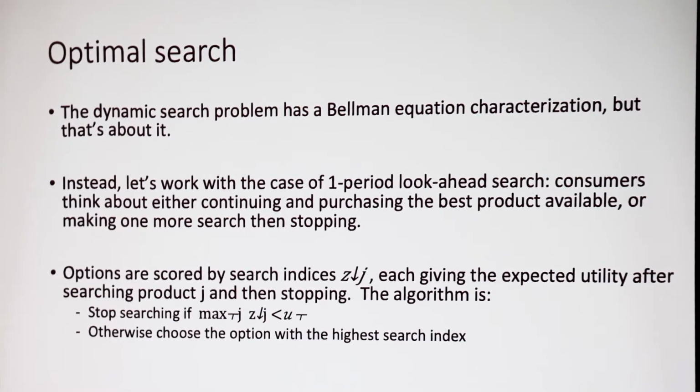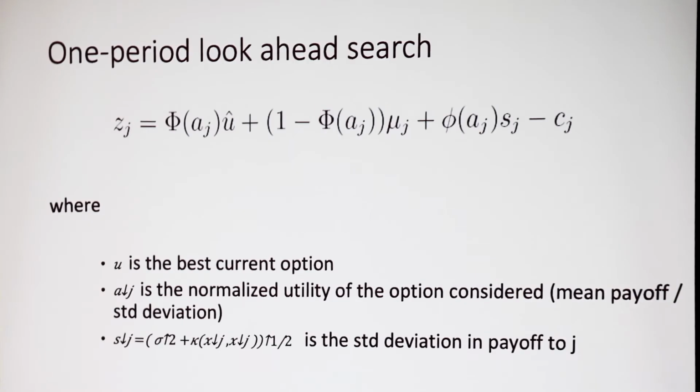In these kinds of models, the options are going to be scored by search indices zj, which give the expected utility after searching product j and then stopping. And the optimal algorithm is I should stop searching if the best next option I have to search is not as good as just taking what I have right now after accounting for the search costs. And so these zj's have this particular form which we derive in the paper.